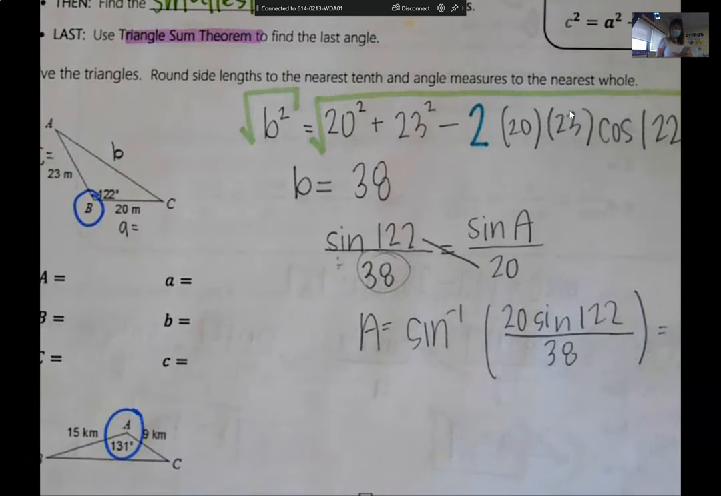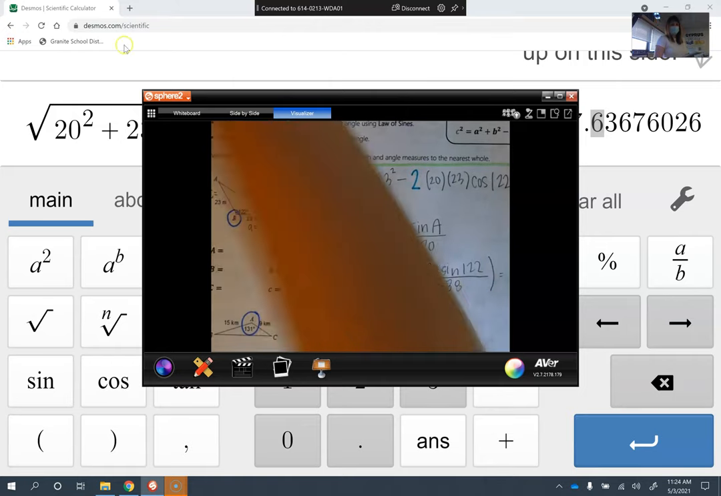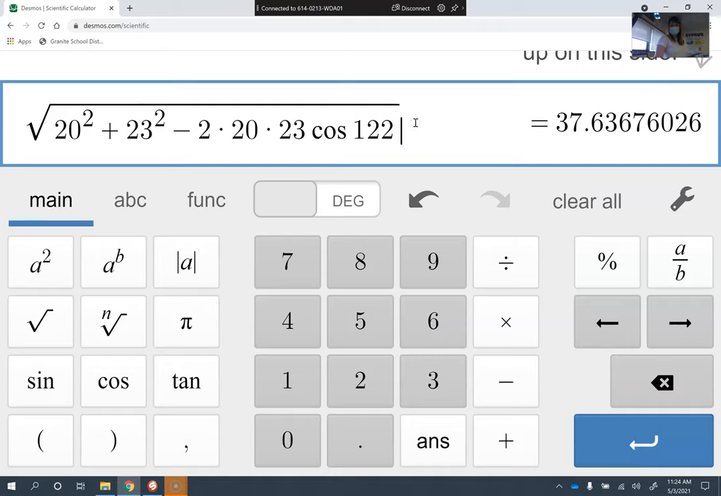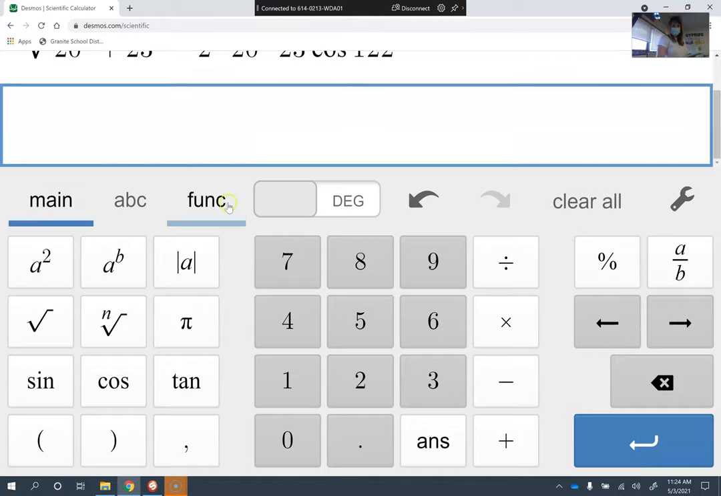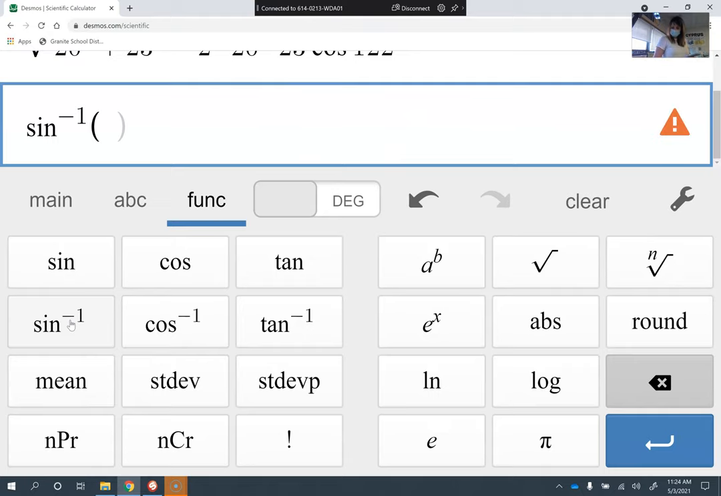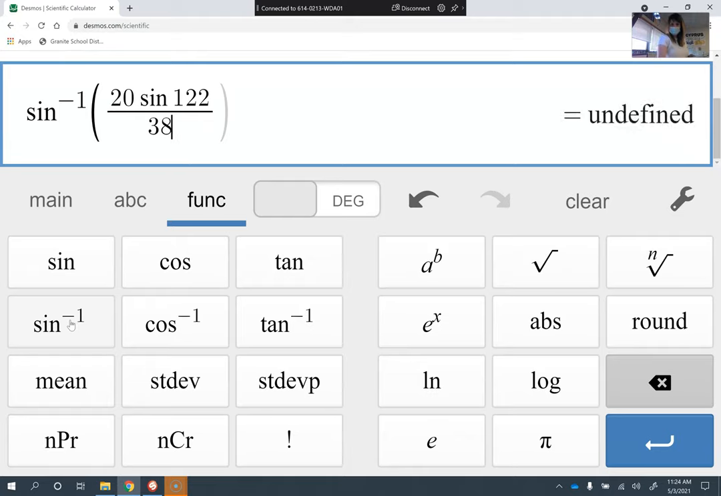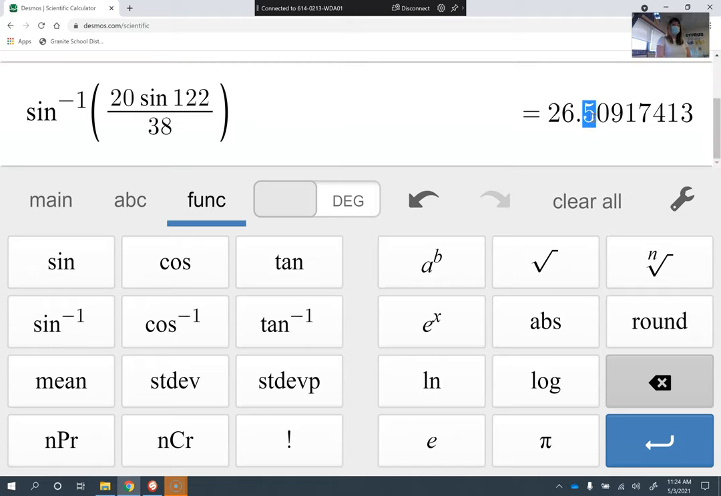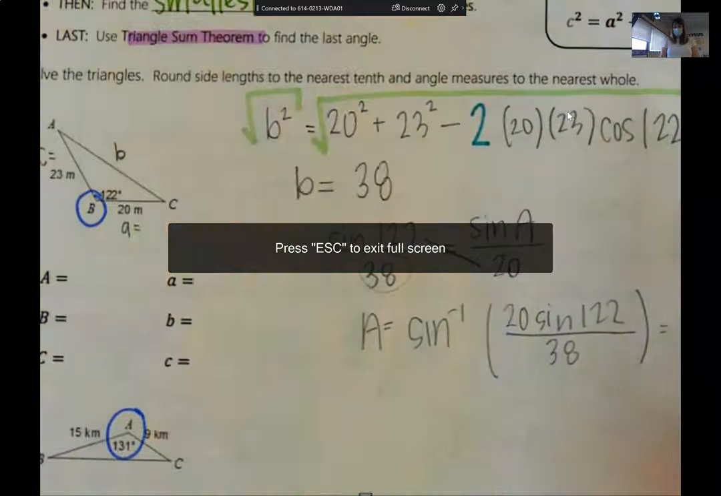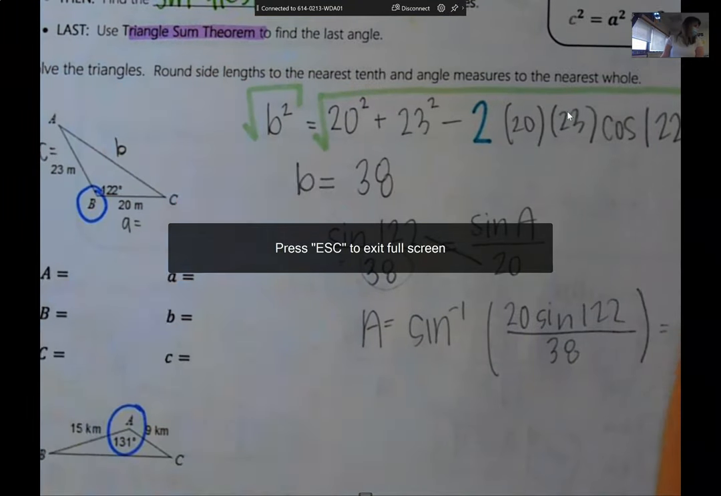Did you get one very small? I got a very small one. Okay, so I'd have to go to function, sine inverse, 20 sine 122 over 38. Okay, so if it's a 0.5, do you go up or do you go down? Up. 4 and below, you let it go. 5 and above, you give it a shove. You shove it up to the next number. 5 and above, give it a shove. So this is 27.